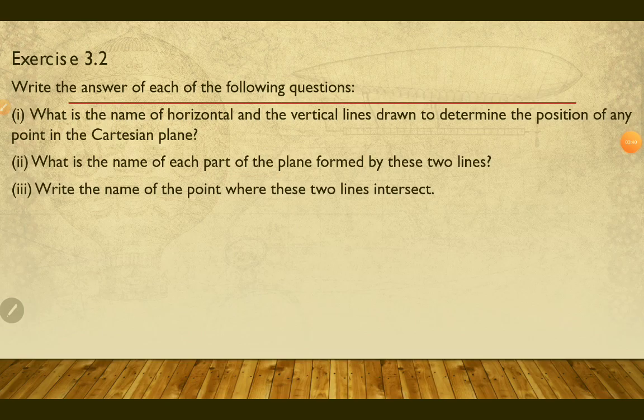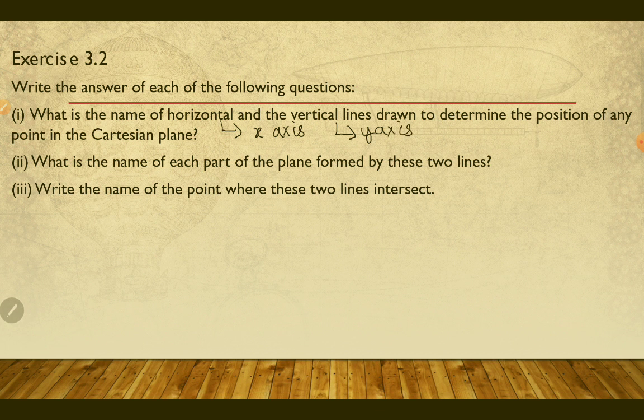Exercise 3.2. Write the answer of each of the following question. What is the name of horizontal and vertical lines drawn to determine the position of any point in Cartesian plane? Horizontal line is nothing but horizontal axis. That's nothing but x-axis. And vertical line is nothing but y-axis.